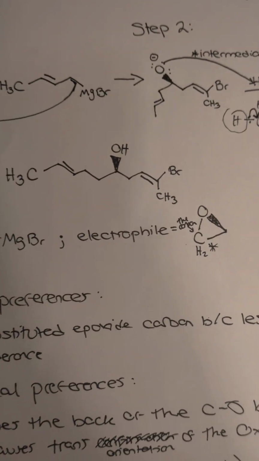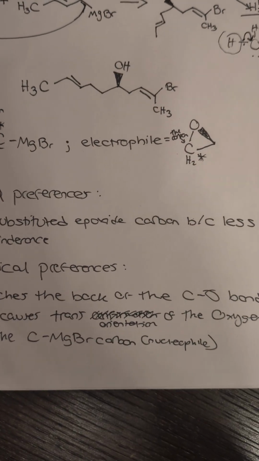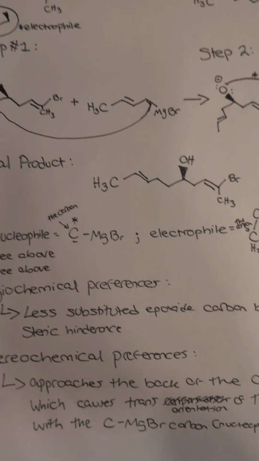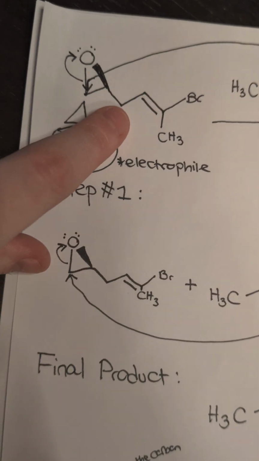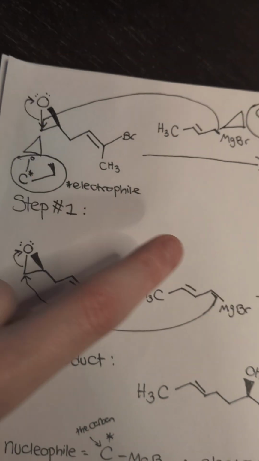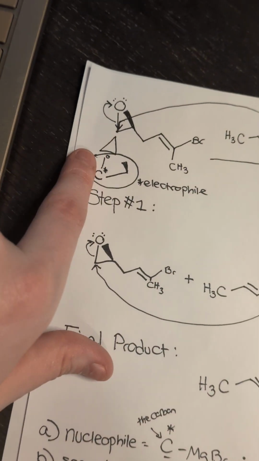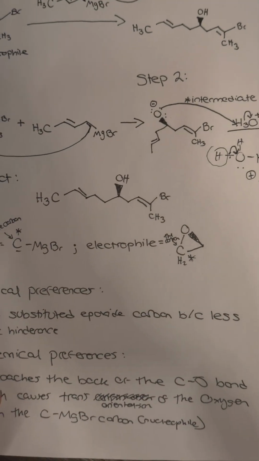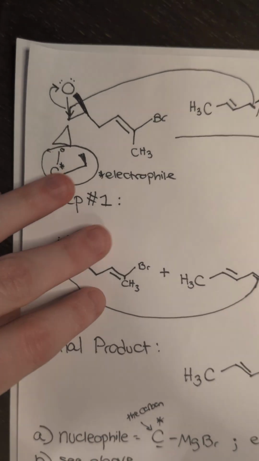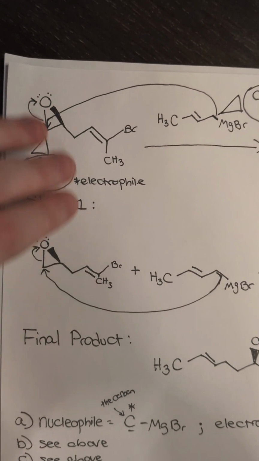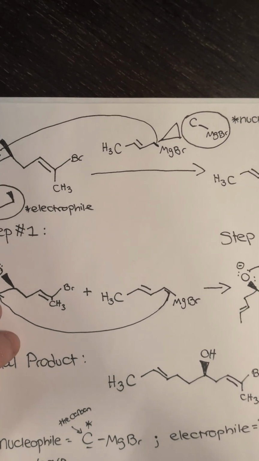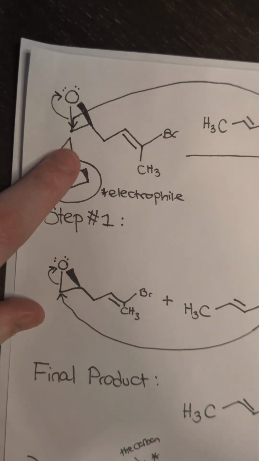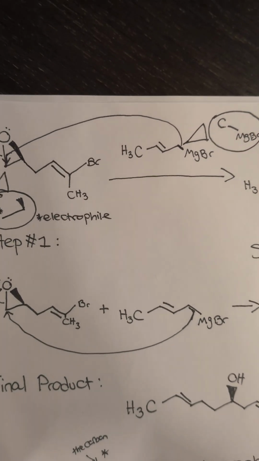It's worth noting two key things. Firstly, the regiochemical preferences of the molecules involved in this reaction. We see there are two carbon atoms that are part of this epoxide group, and the nucleophile is going to attack the less substituted epoxide carbon. This is basically because there's going to be less steric hindrance, and this group is going to attach to the carbon where it has fewer bonds to break.